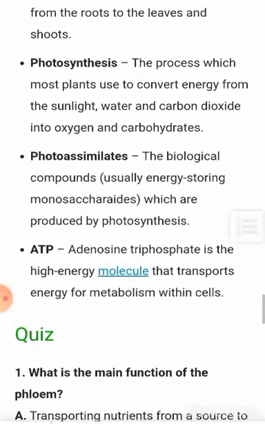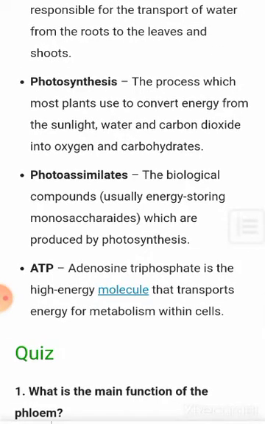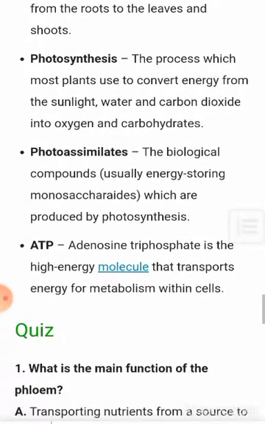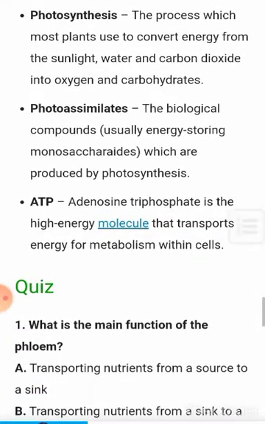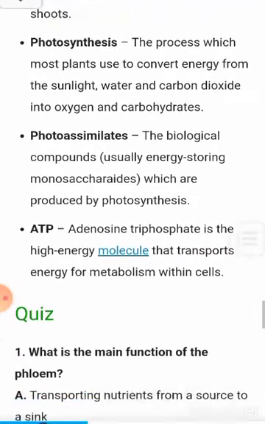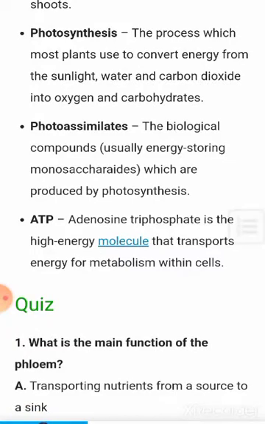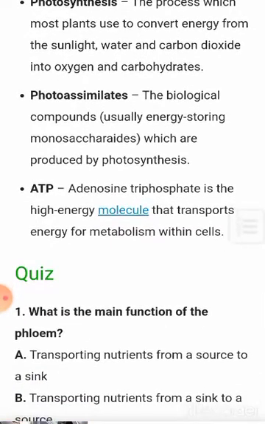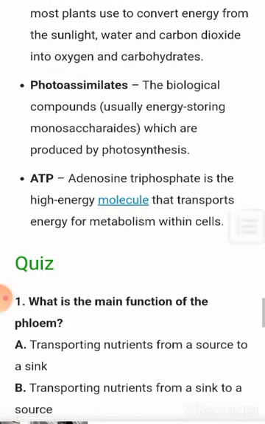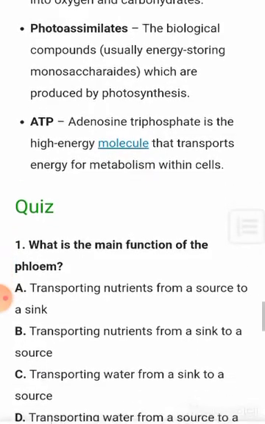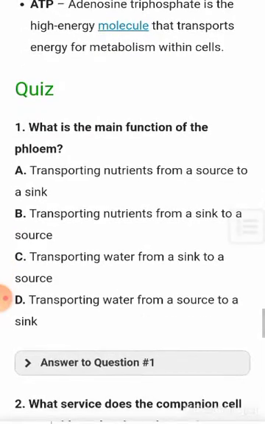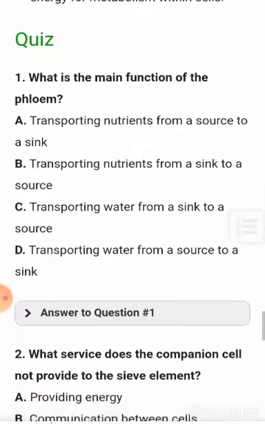You see the photoassimilates, the biological compounds which are produced by photosynthesis. You see ATP. Adenosine triphosphate is the high energy molecule that transports energy for metabolism within cells. You see the questions from this topic.